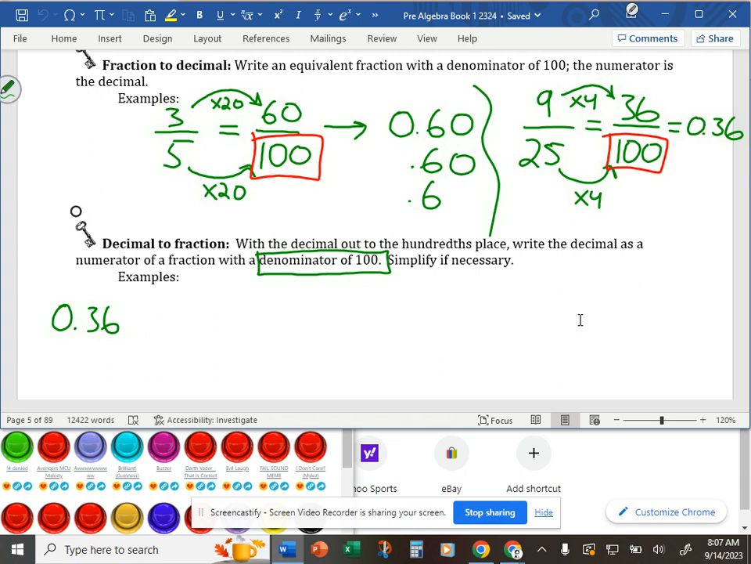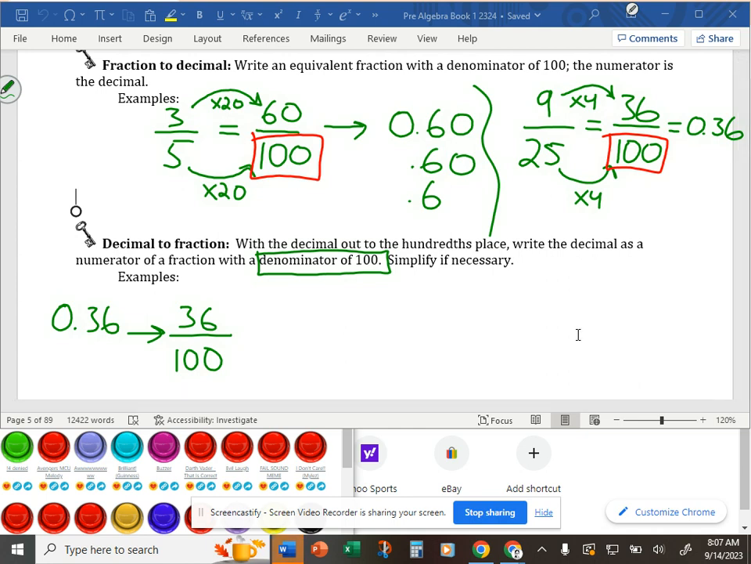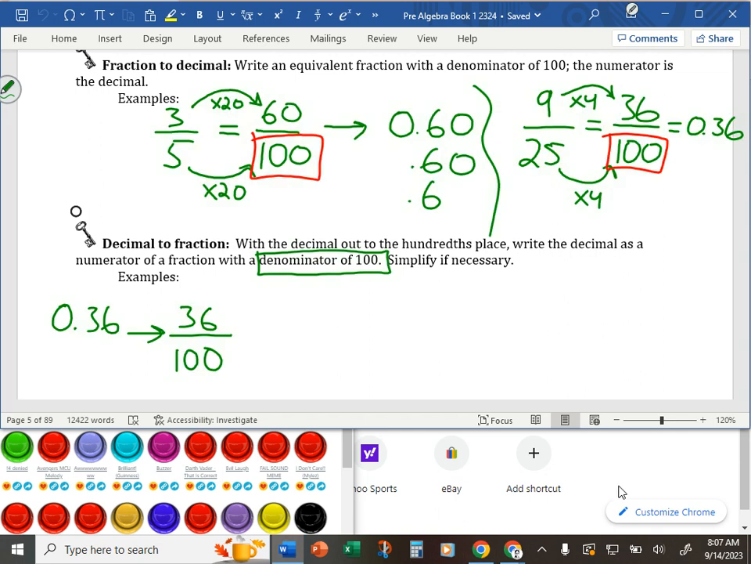But anyway, so going backwards now, 0.36. It says write the decimal to the hundredths place, which we have here, okay? And then as a numerator of a fraction with a denominator of 100. We can read that as 36 hundredths. 36 hundredths as a fraction, right, is 36 over 100. We've done it. Again, kind of like the exact opposite of what we did up here, right? And then it says simplify if necessary.